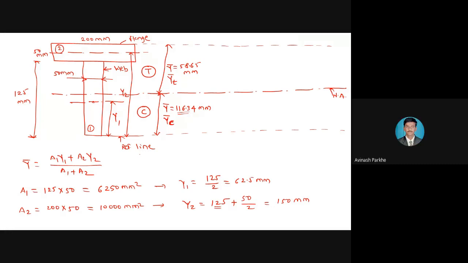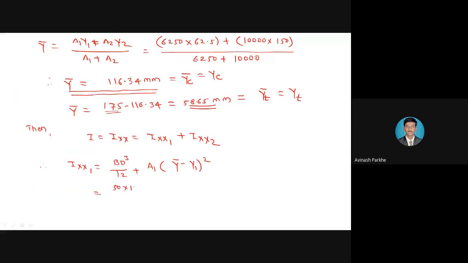50 mm. 50 mm. And what is the value of D for section number 1? 120 mm. 125 mm. So here, 50 into 125 cube divided by 12 plus A1, we have calculated 6250. Now here, which y bar do I have to take? Y bar minus y1. Which y bar do I have to take here? 116.34, because the y1 distance we have taken from the bottom side.